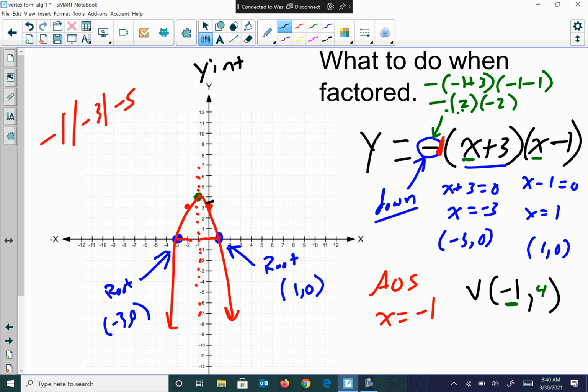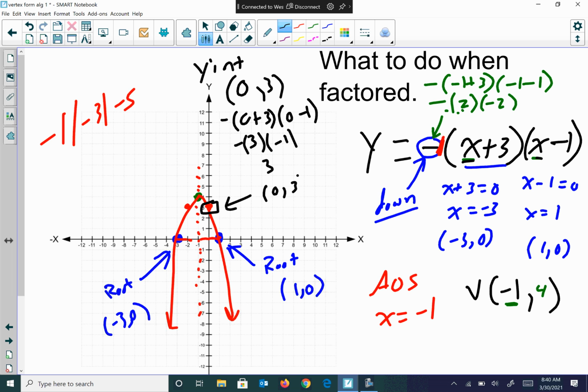Y-intercept. This right here is the y-intercept. But the y-intercept is 0 comma something. So if I plug 0 in here and here, is this the point 0, 3? So that's the y-intercept. Sometimes the pattern graph will establish the y-intercept. You won't have two y-intercepts on these problems.